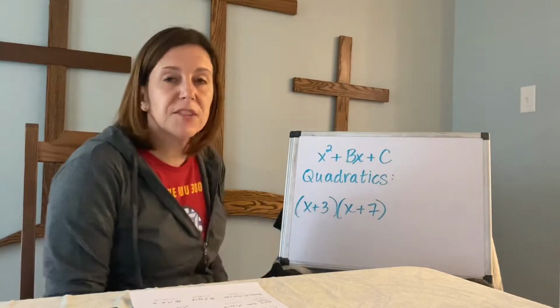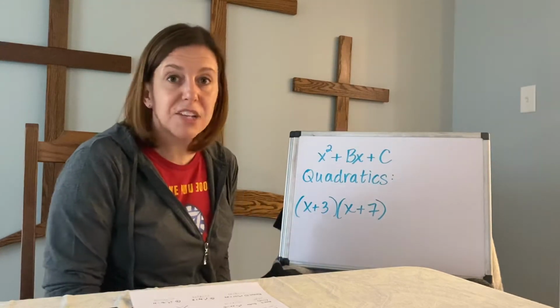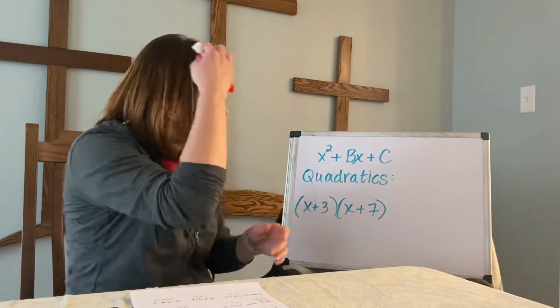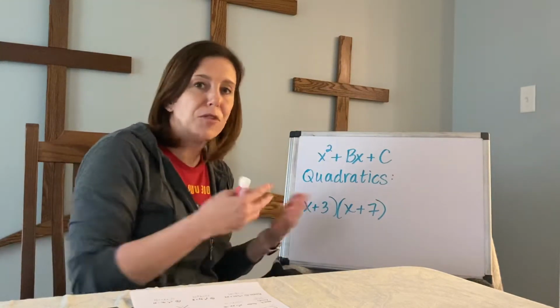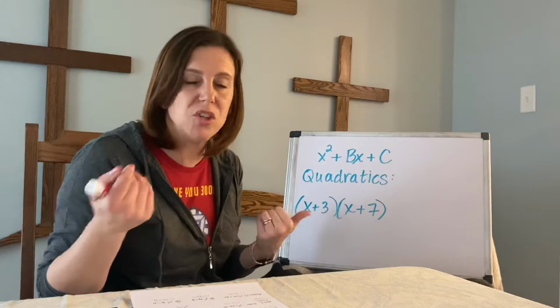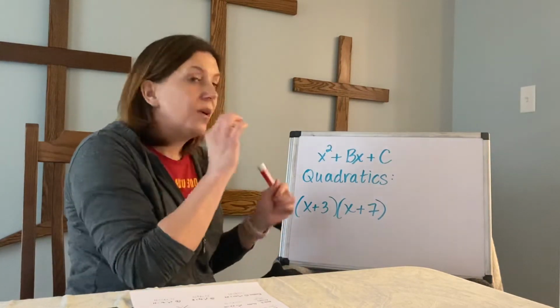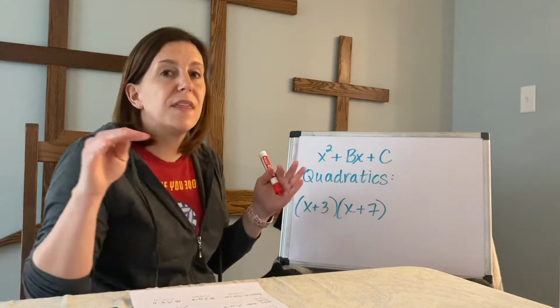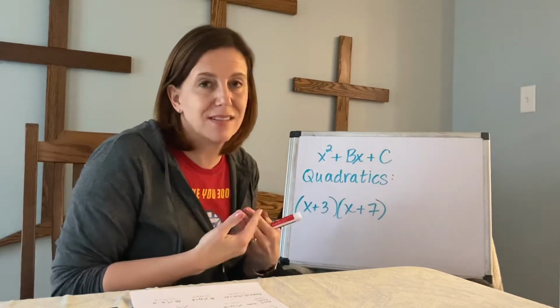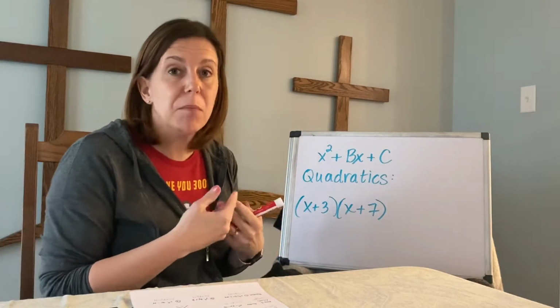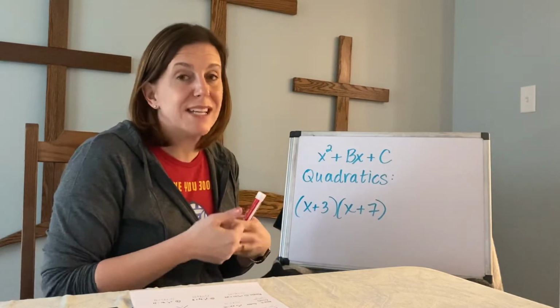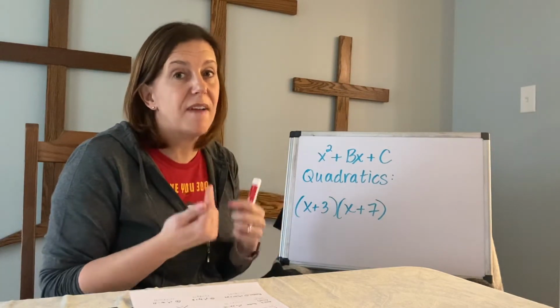Okay, so on this board, I wrote two binomials, x plus 3 times x plus 7. And the first thing I'm going to do is I'm going to multiply them, just like we've been doing for quite a few days here in Algebra 1. And then I'm going to show you the way that we're going to think backwards through this process now. We've been spending time multiplying binomials. Well, today we're going to reverse the process and factor them.